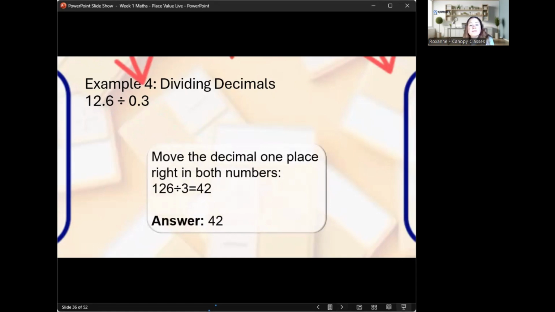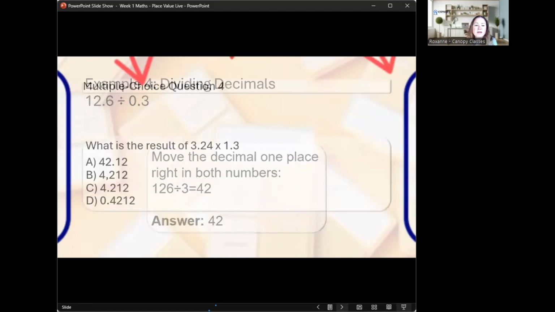Okay, moving the decimal place right. Oh yeah, sorry, that's me explaining how to go up by 10, because we wanted a whole number. Really, we wanted just to divide it by 3.